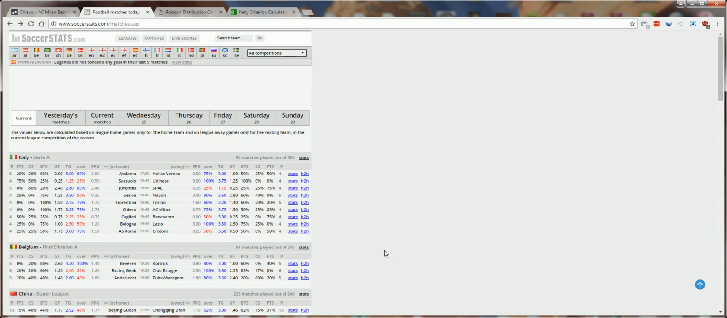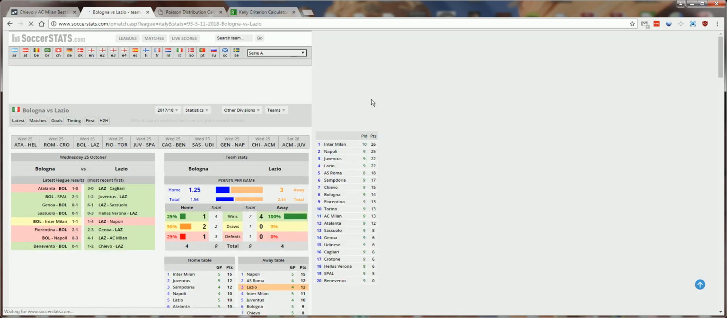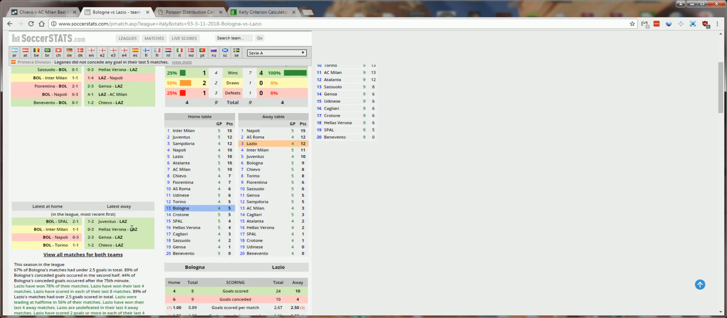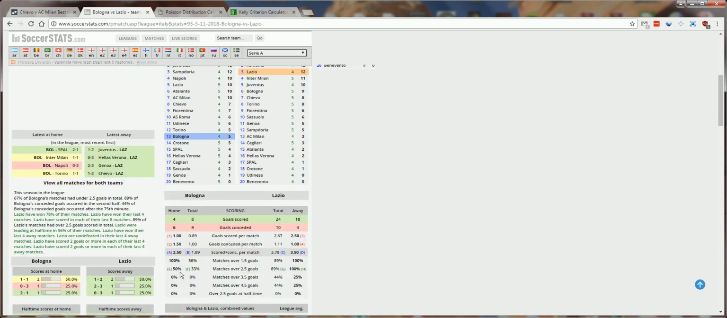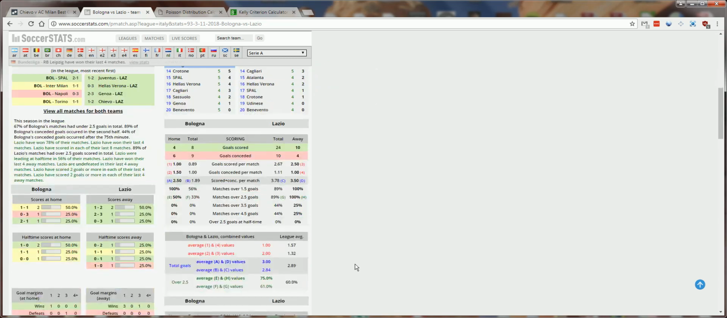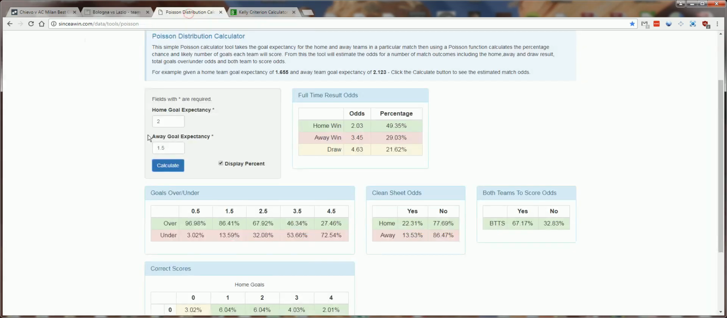Right, so the next game I went for was Bologna, Lazio. And we can see here, Lazio, 4 away games, all gone over. Bologna, 2 games have gone over, and 2 have been just 1 short, so it's not too bad. So we look at here, 50% over 2.5, 100% over 2.5. So let's put the goals in again, 2 and 1, or 1 and 2, so 1, 2.